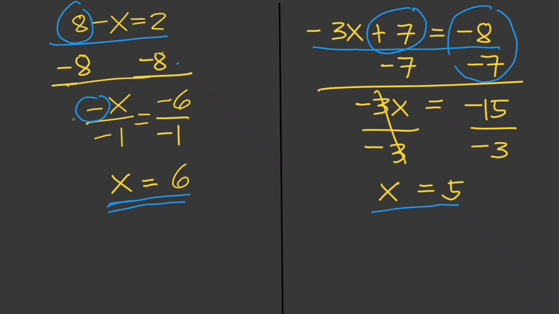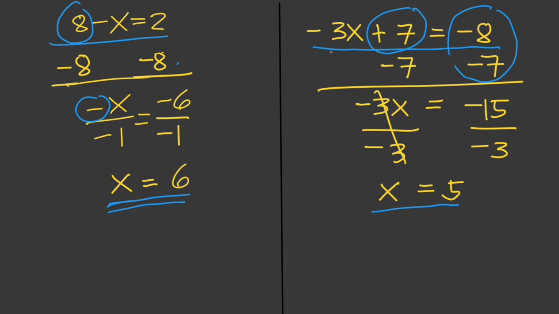The negative sign here is just equivalent to negative 1. So to get rid of the negative sign beside x, we divide both sides by negative 1. So we get x, the value of x, equal to 6.